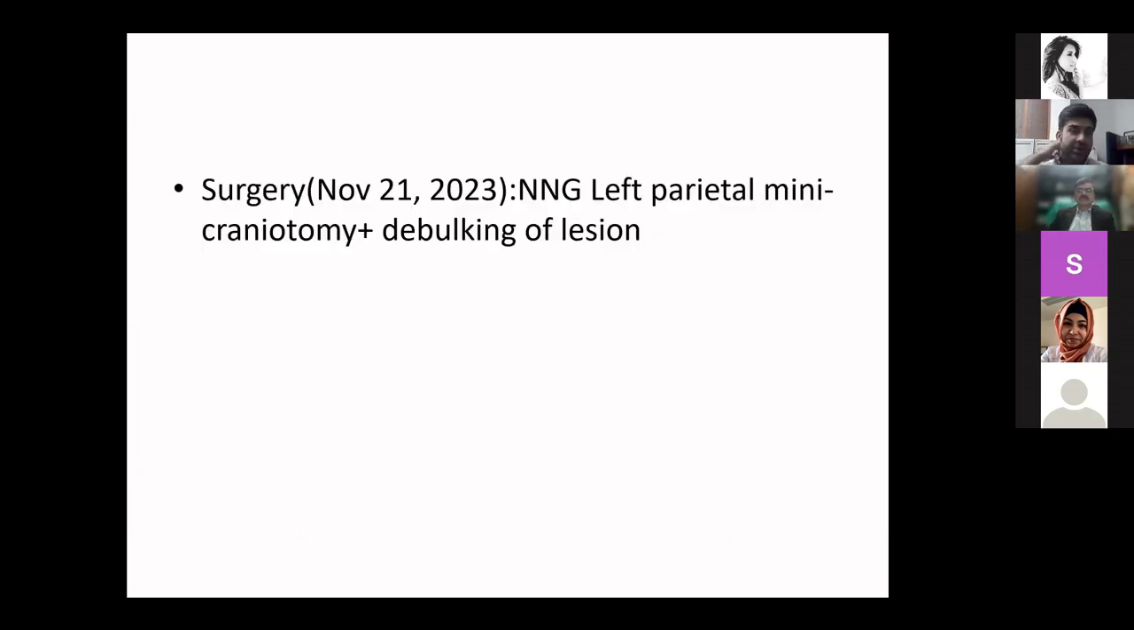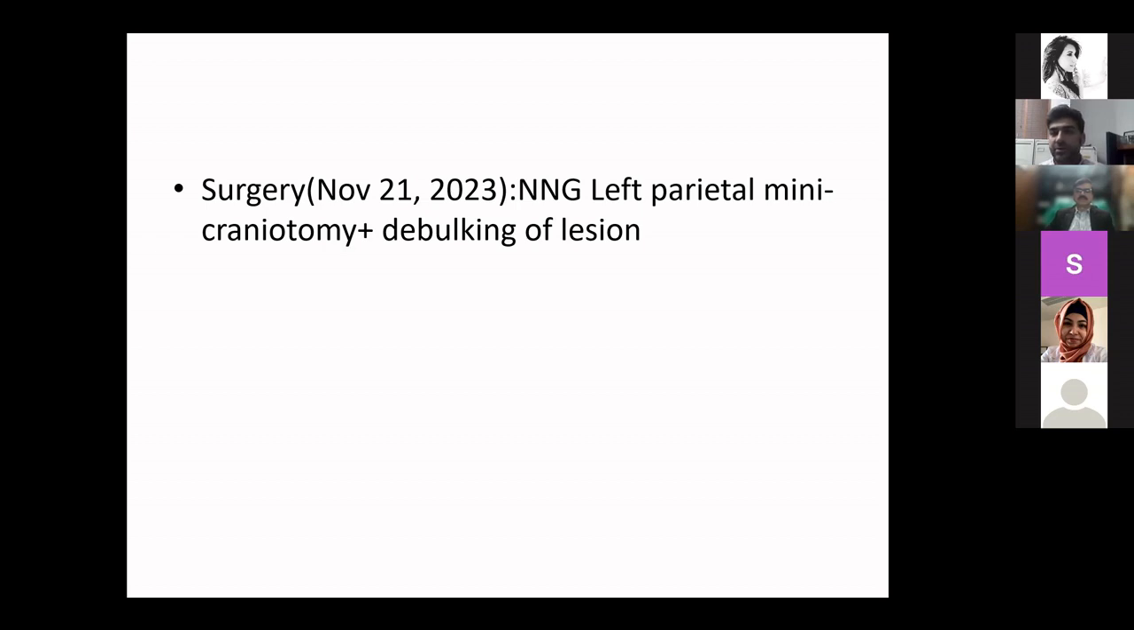Okay, so here, yes Zainab, we did the left parietal. Considering multiple lesions, but there were no other lesions on the CT chest, abdomen and pelvis, we planned the patient for surgery and he underwent neuronavigation-guided left parietal mini craniotomy with debulking of the lesion.